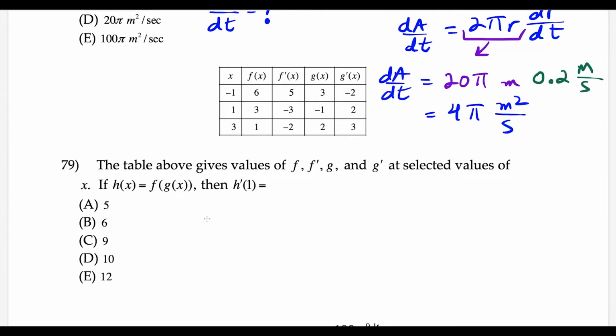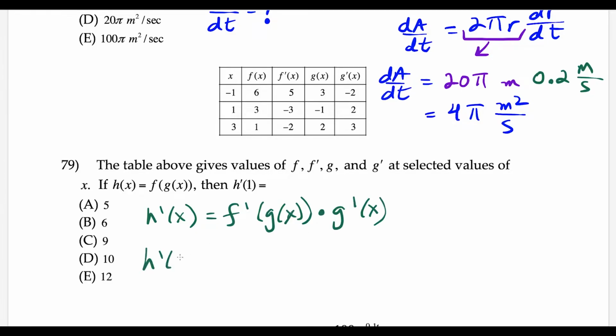So question 79, once again, be really good at the chain rule. So h prime of 1. Well, first we should know h prime of x. The chain rule, we're going to have the derivative of the outside is f prime. Keep the inside as g of x. And then multiply by the derivative of the inside, which is g prime of x. So here, h prime of 1, that's just going to be equal to, we have f prime g of 1 times g prime of 1.